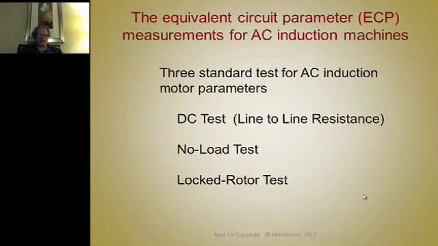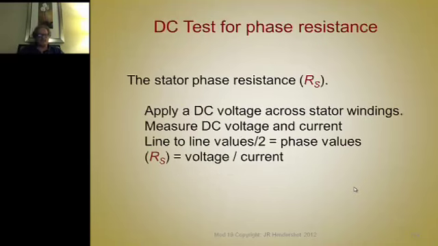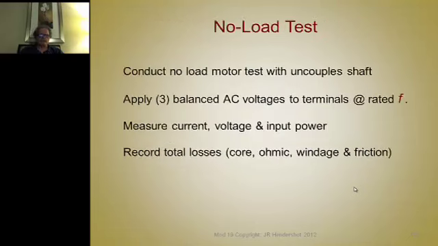The standard test for measuring the equivalent circuit parameters, there's 3 tests. The DC test, which is a line-to-line resistance, which is a very simple thing to make, and then the no-load test and the locked rotor test. And using those two tests, you can measure all the other parameters. The stator phase resistance is measured by applying a DC voltage across the stator windings, measuring the DC voltage and current, and then calculating the resistance from that. You can use a very accurate resistance bridge to measure that as well, of course.